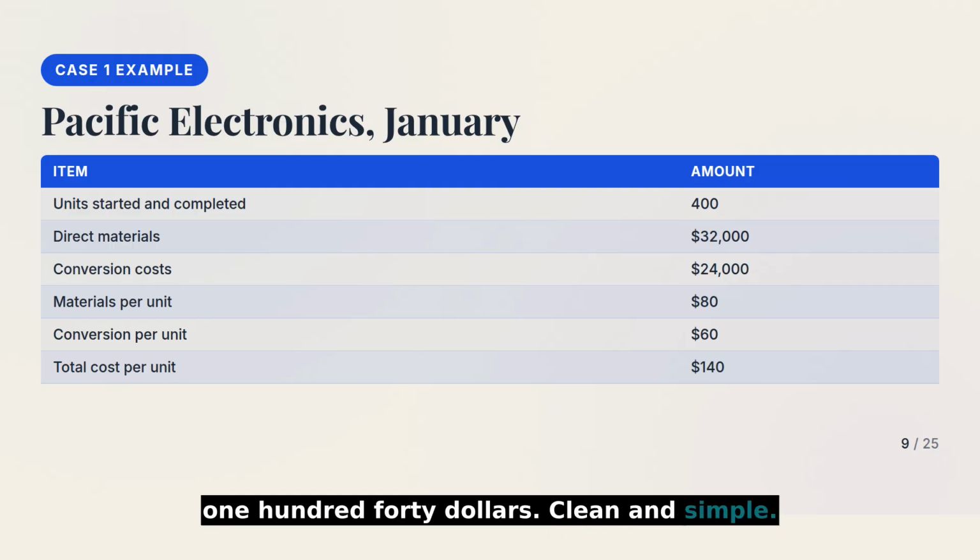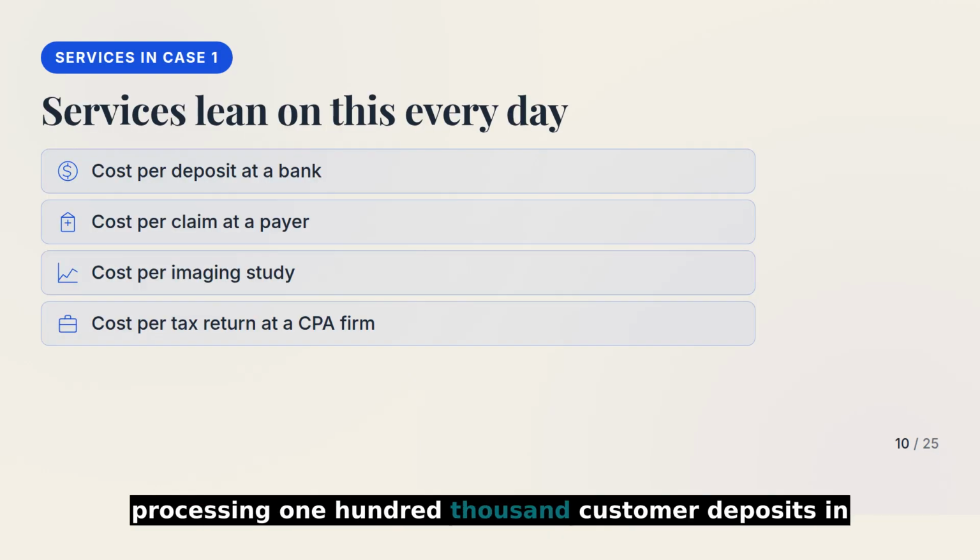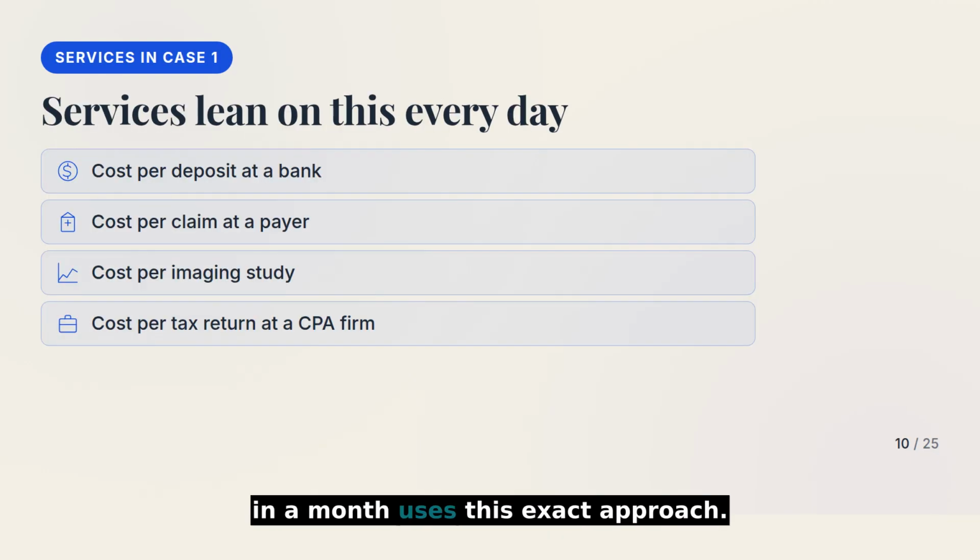Clean and simple. A bank processing 100,000 customer deposits in a month uses this exact approach. Each deposit takes the same processing path, so total processing cost divided by deposits gives you cost per deposit. The same logic powers cost per claim at a payer, cost per imaging study at an outpatient center, cost per tax return at a CPA firm.